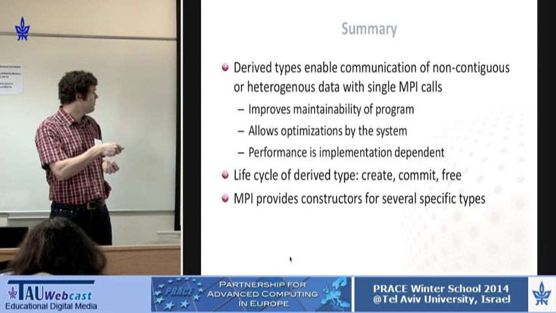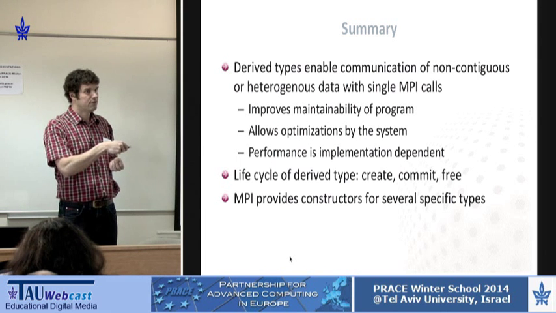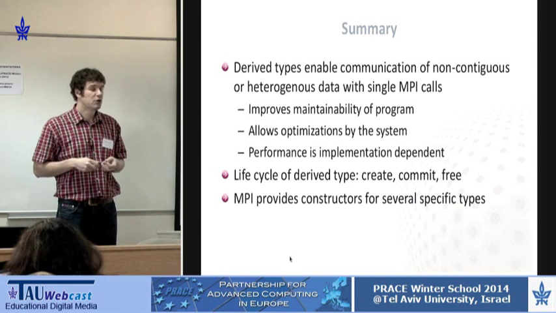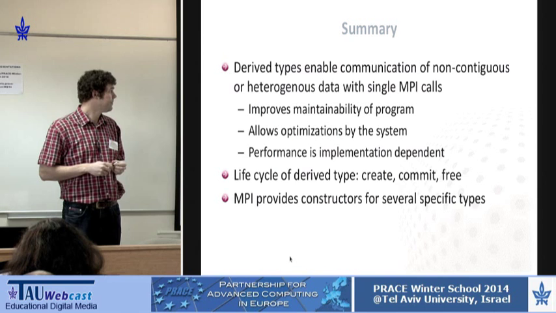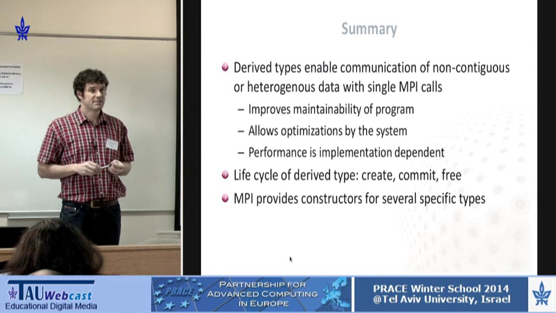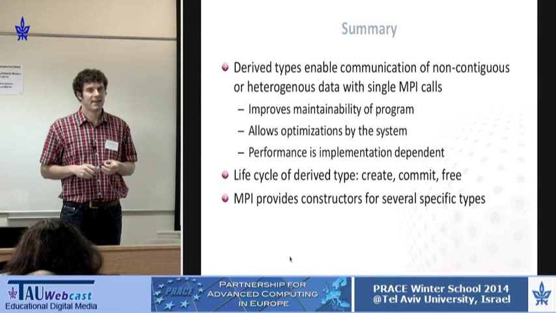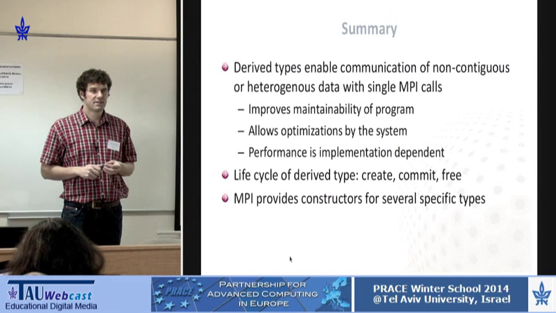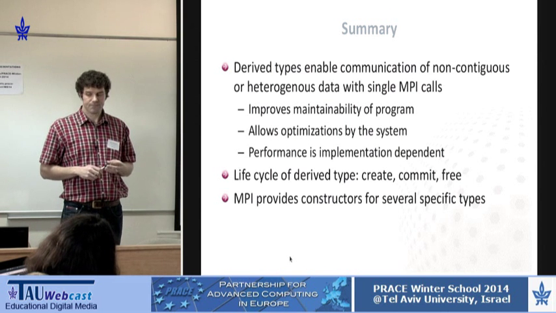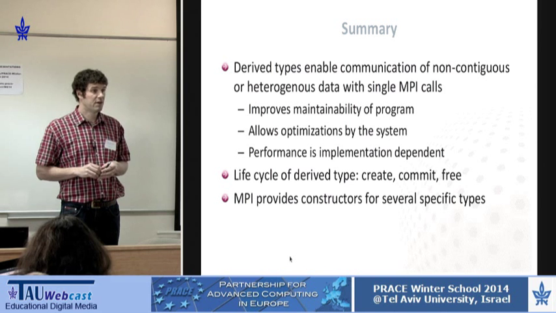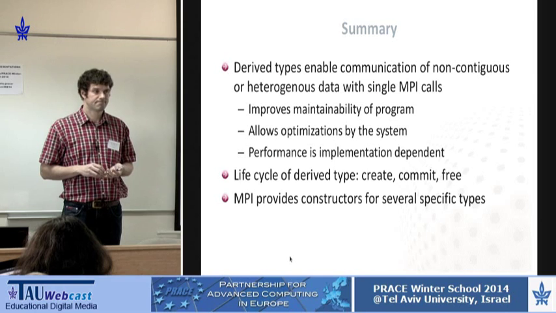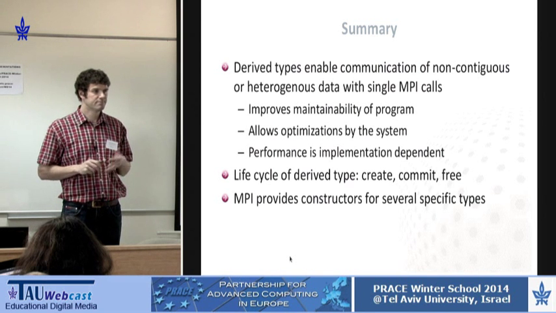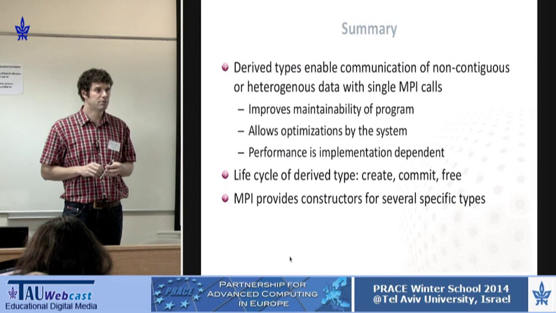The life cycle of data types is always that you create or define the data type, you commit it to the system, and when you are no longer using it, you free it. And we discussed a few different constructors that MPI provides. In one of the slides there are also a few more of them, but these are probably the most useful ones. Do you have any questions about using the data types at this point?